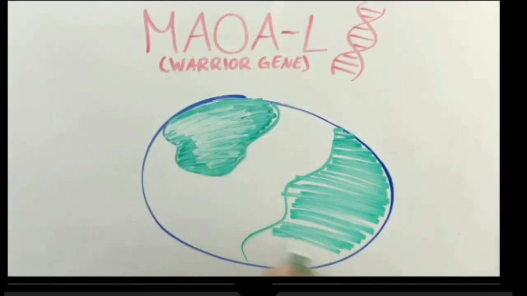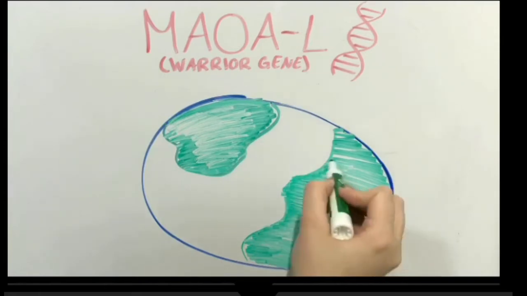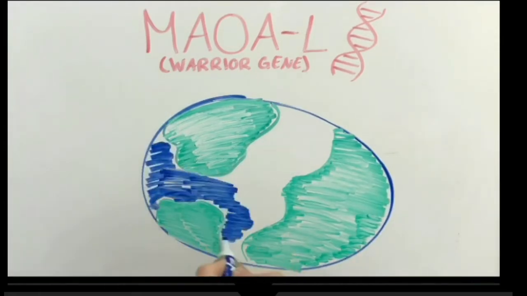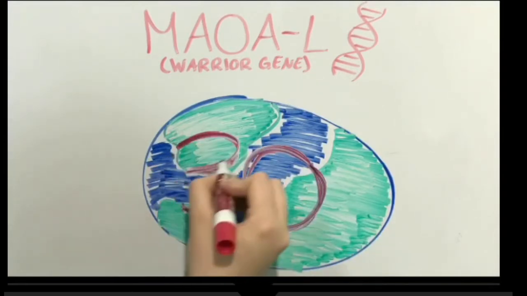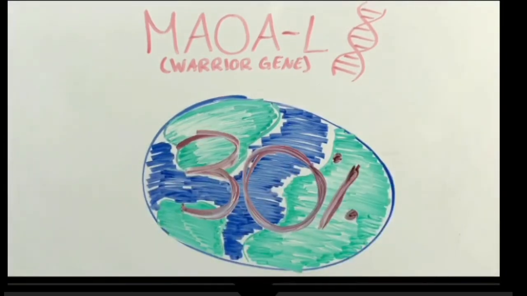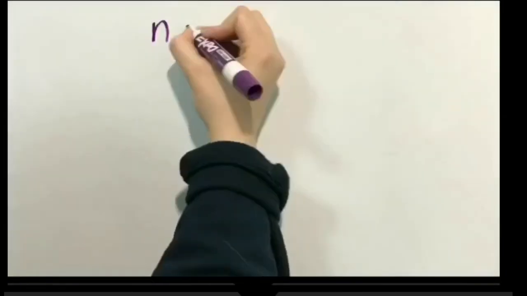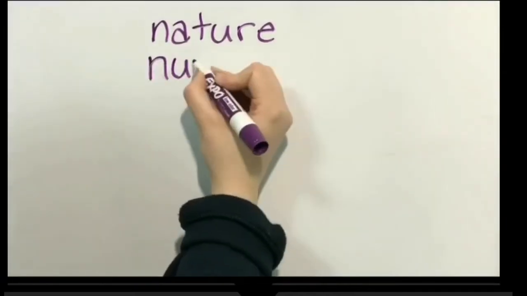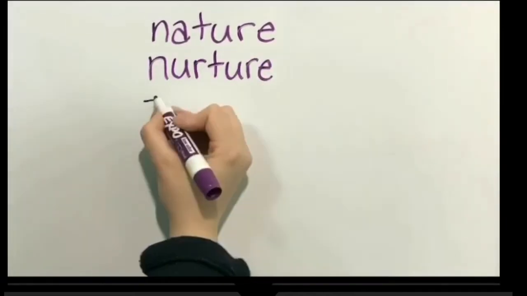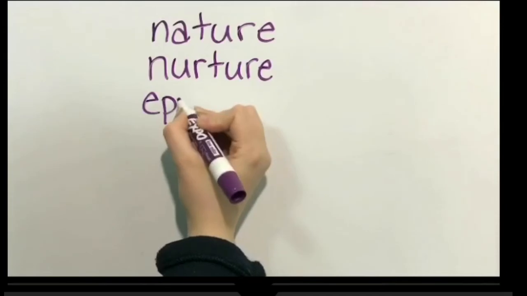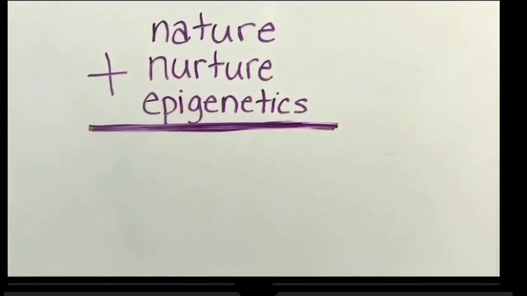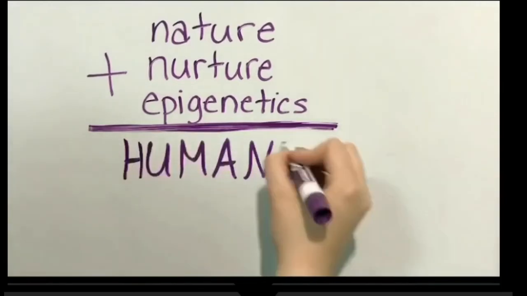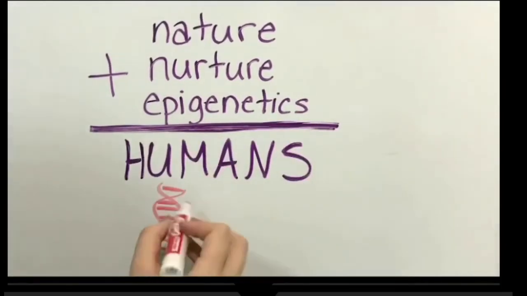Since MAOAL is a genetic trait, studies have proven that there is more than 30% of our world population who most likely carry it. However, not all these people are violent. This is because, as shown earlier, we are more than our genetic makeup. We are a combination of nature, nurture, and epigenetics. It is a combination of all three that lead to outbursts of anger. It just happens that the warrior gene can heighten your odds.